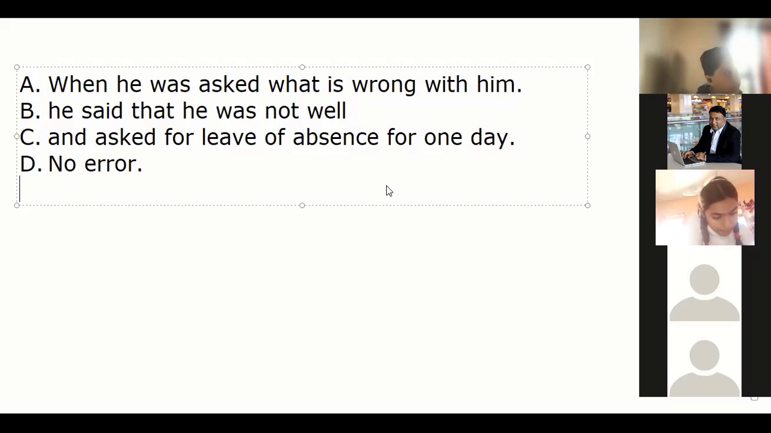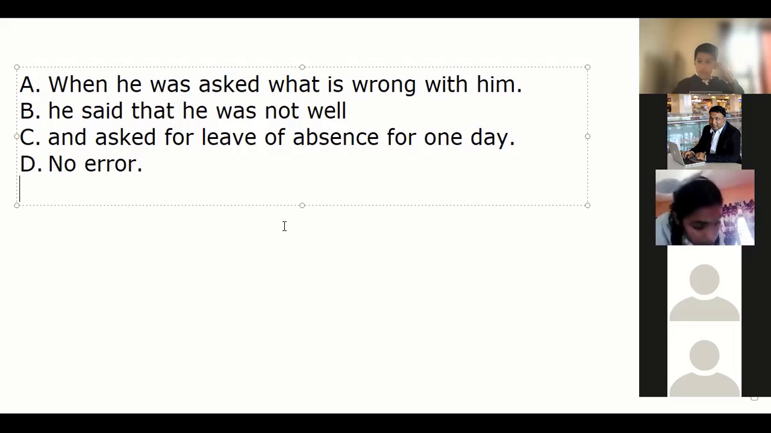Try everyone. Moksha, when you're ready, you can unmute and tell me your view. I think it's C. Okay, and what's the error in C? Leave of absence. Leave of absence is a phrasal noun, so leave of absence is correct, because that's how we use these three words together as a phrase.